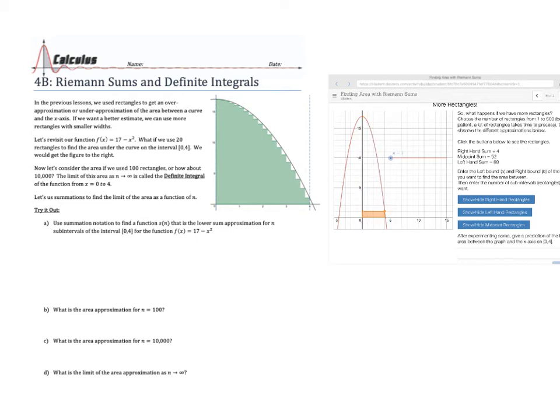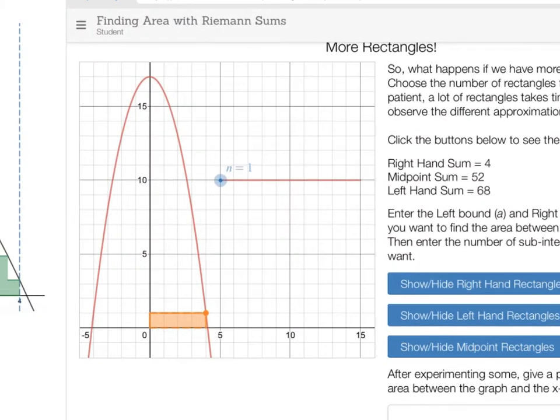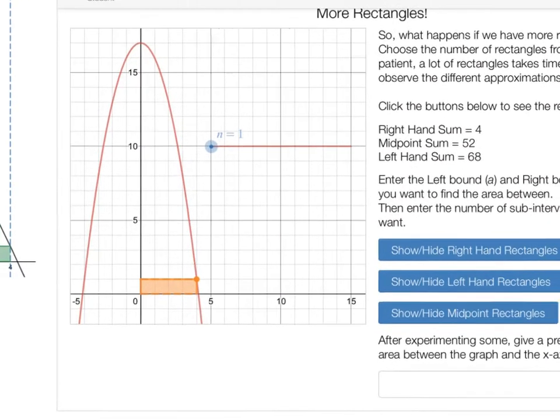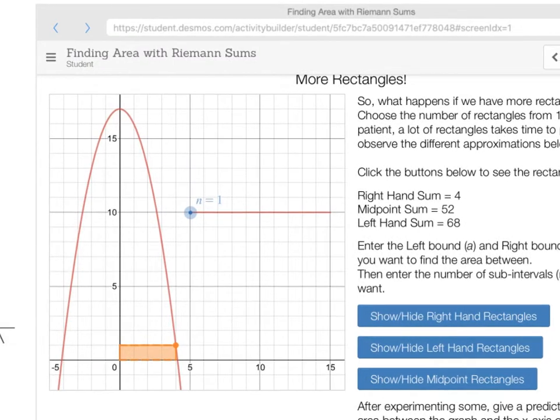So we are on the journey to figure out how we can get the area underneath a curve. And we've started by breaking up the area into rectangles. We're looking for this area under this curve, which is 17 minus x squared. And we want to approximate it with rectangles that just touch the curve in one point.